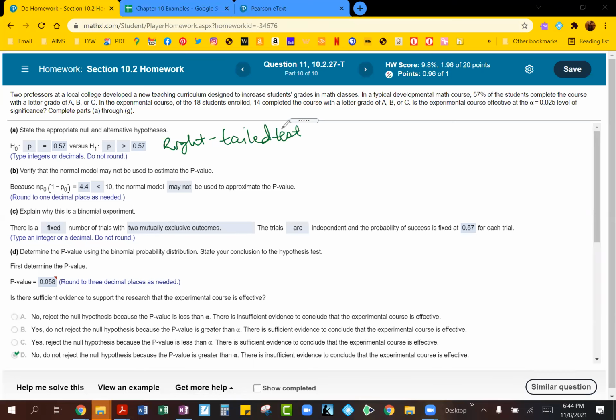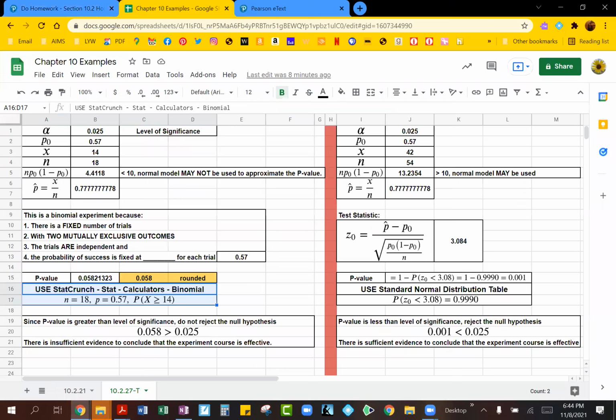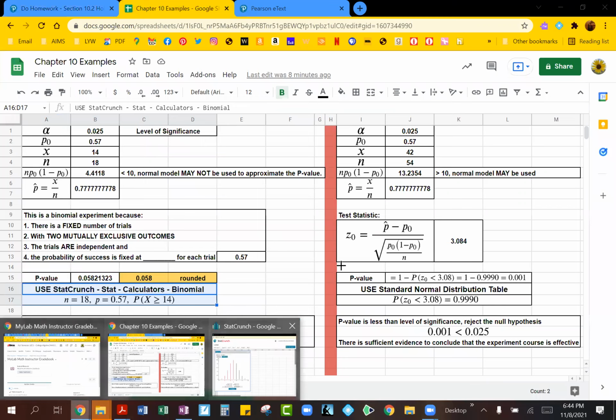And since this is a right tail test, in our binomial experiment, you are going to use the probability of X being greater than or equal to 14 because of this being a right-tailed test. So just keep that in mind as you're working through this. And that's what I have over here. So let's get that calculator up again.